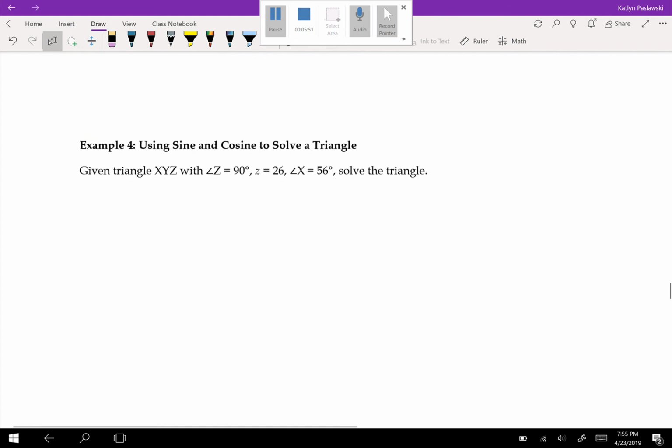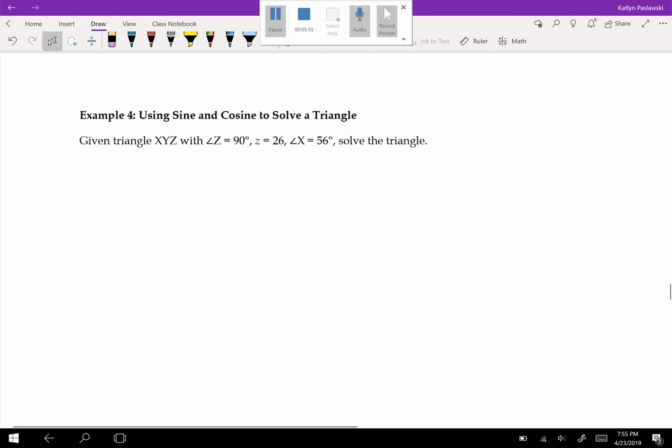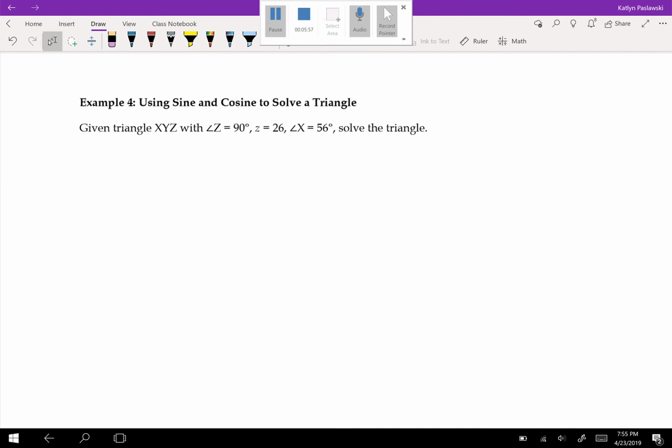Final example, example 4, using sine and cosine to solve a triangle. So here we have a triangle, and in the question it has provided us with the degrees and the lengths. So I am going to label this triangle x, y, z. It tells me that z is a 90-degree angle, and that side z, note how it's with a lowercase letter, is equal to 26, and that should say meters.